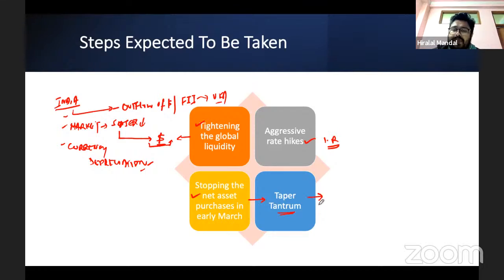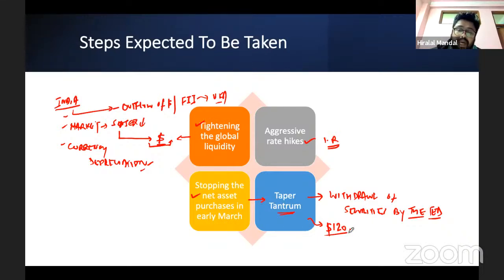So what is taper tantrum? The taper tantrum is the withdrawing of bond buying. The government securities which they were buying, the withdrawal of securities buying by the Fed. In fact, during the coronavirus, the Federal Reserve used to purchase securities to the tune of $120 billion per month. So as a result, it was injecting liquidity to the tune of $120 billion every month into the market, and that's how more liquidity came into the market. All right.